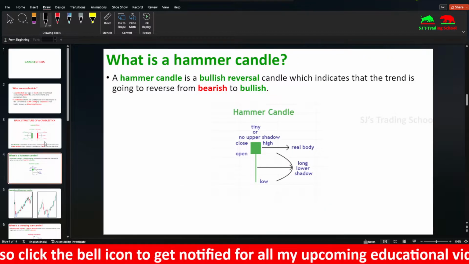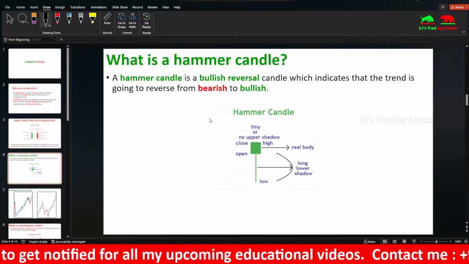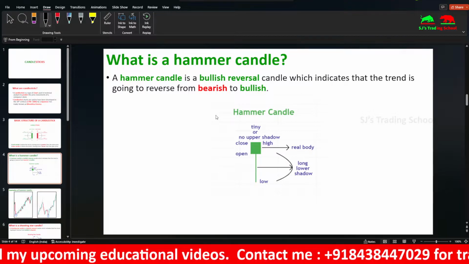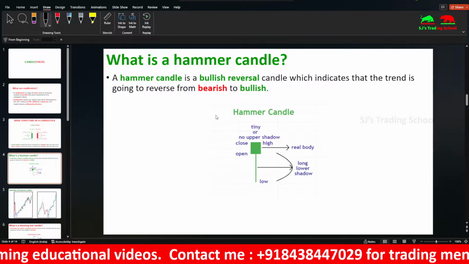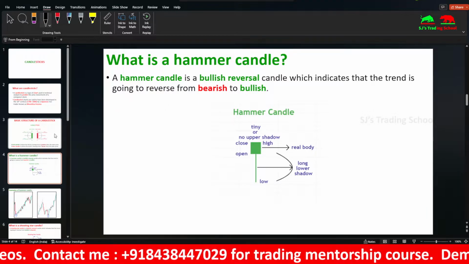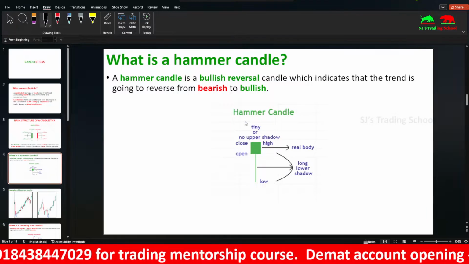This is the first part of the candlesticks. I will bring some more videos, candlesticks part 2 and part 3, maybe even part 4. In this video, we will see around 8 basic candles.